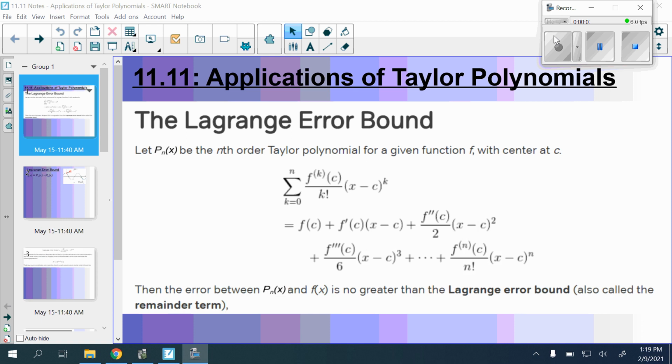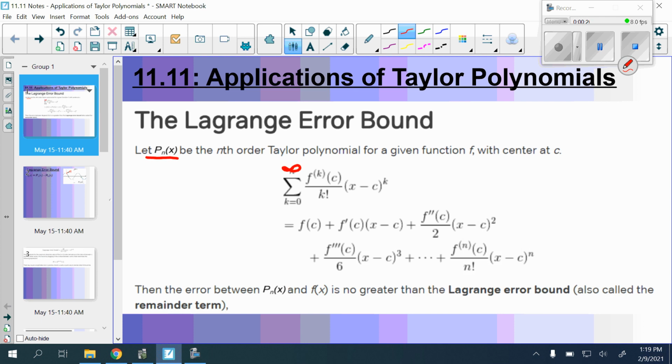All right, we're going to look at what's called the Lagrange error bound for Taylor polynomials today. So if we say that P of n is our nth order Taylor polynomial. Remember, Taylor polynomials can be used to approximate if you're doing it from the first term through infinity. In theory, it should be the same as the function. If we only do it to the nth term, it should approximate the graph around this c pretty well, but it won't be exactly the same as whatever that function is, f of x.